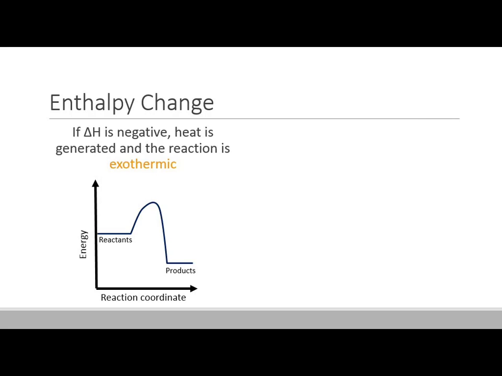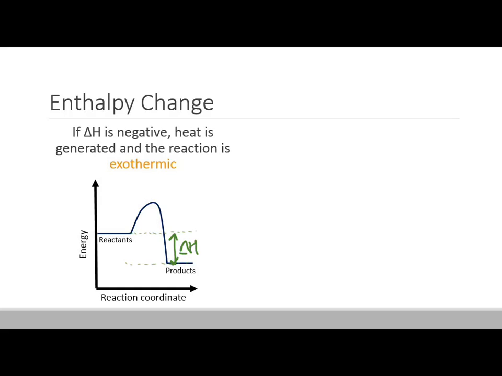Now, we can actually look at the reaction diagram and figure out whether a reaction is exothermic and produces heat, or whether it's endothermic and requires heat or absorbs heat. So let's go ahead and take a look at this. You can see that in this case, the difference between the energy of the reactants and the energy of the products is here. This is delta H.